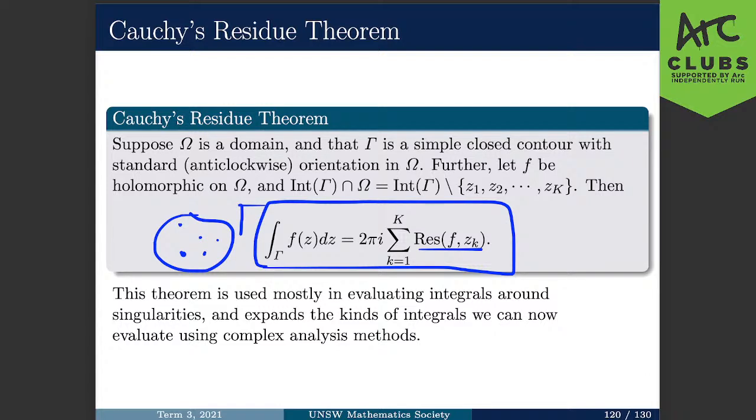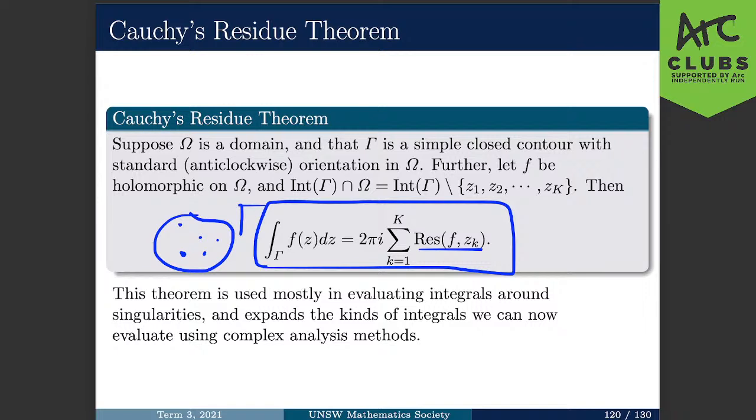So now you probably see that the Cauchy integral formula or the generalized integral formula are actually just special cases of this one, where you only have a single point where it is not holomorphic. So this is more general because we can account for having many of these points inside this contour where f is not holomorphic.